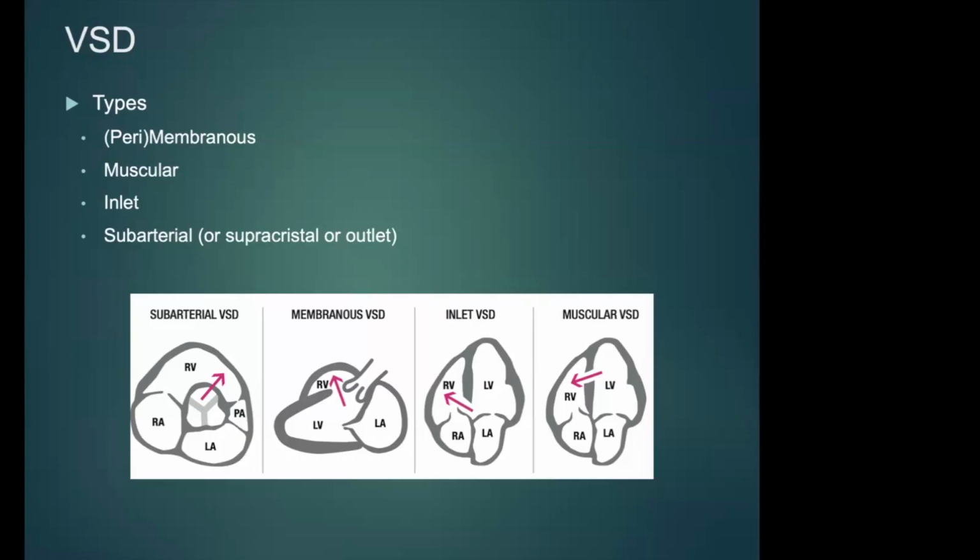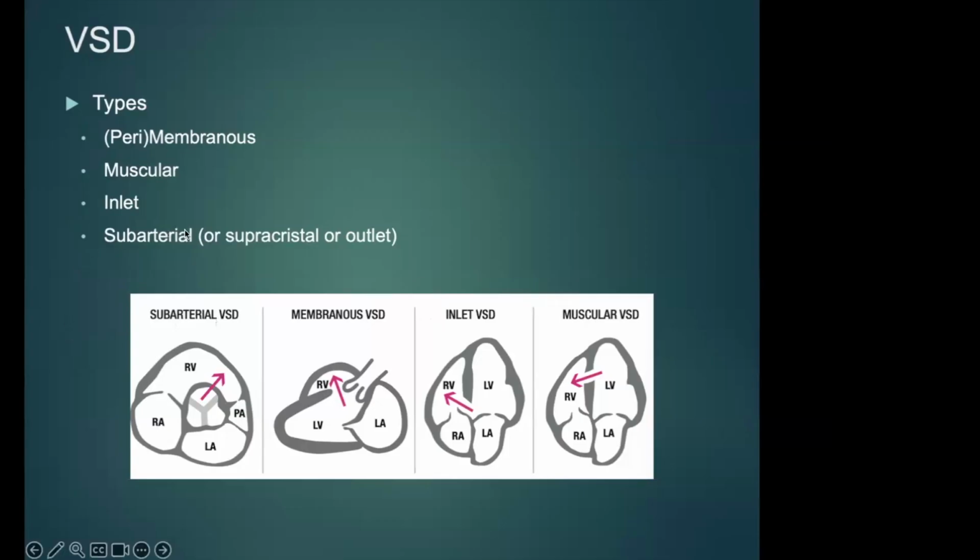There's your membranous VSD, inlet VSD, which is associated with AVSD, your muscular VSD, which is down in the muscle, and then the subarterial VSD can be a little bit confusing because there's really like 3 different names that are used interchangeably in the literature.